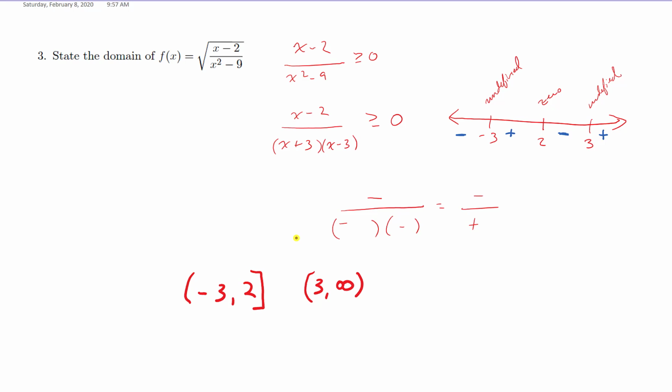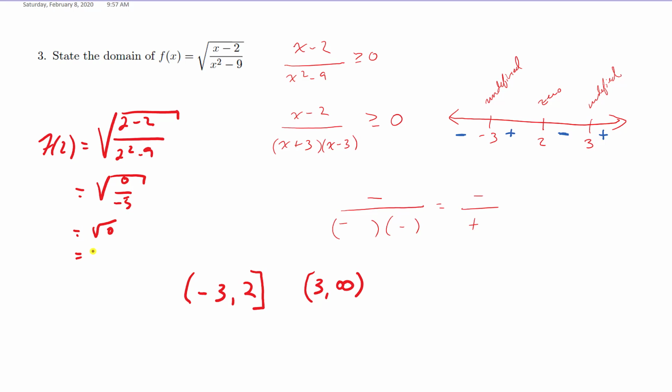How come? Because 2 is on the number line because that's where the entire expression will be 0, and I can take the square root of 0. And you could check that. If you want to compute f of 2, you'd have the square root of (2 minus 2) all over (2 squared minus 9), which would equal the square root of 0 over negative 5, which is just the square root of 0, which is 0. So 0 is included in my answer set, which is why it gets a bracket, whereas 3 and negative 3 don't. Finally, we join them together with a union.